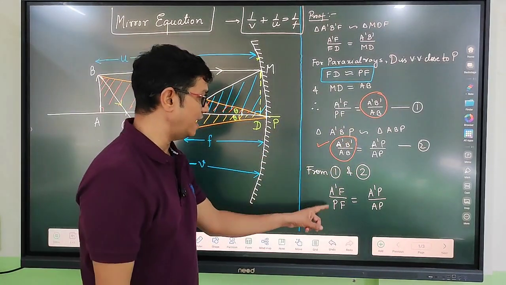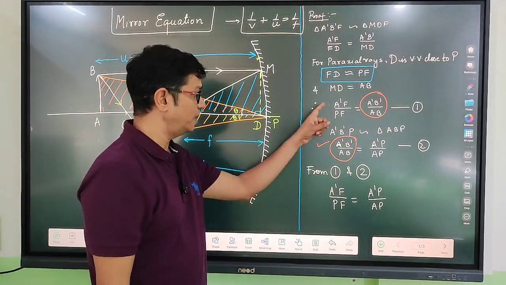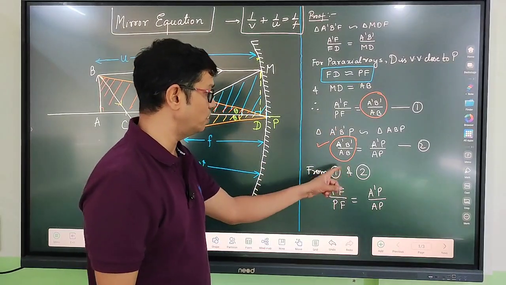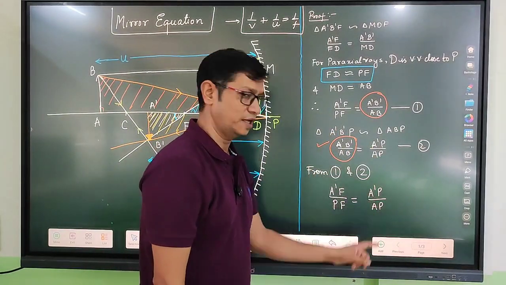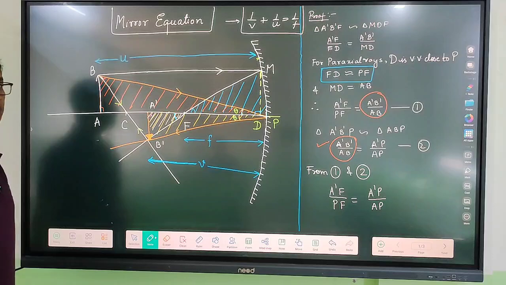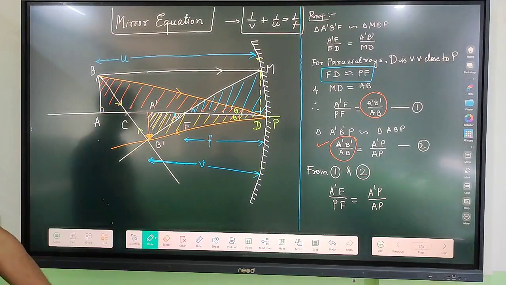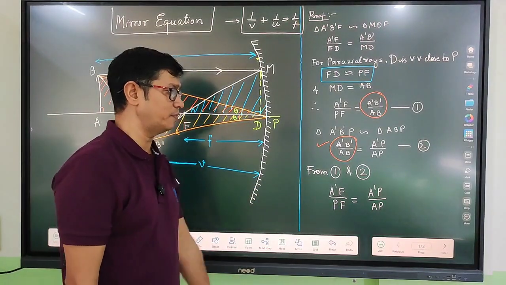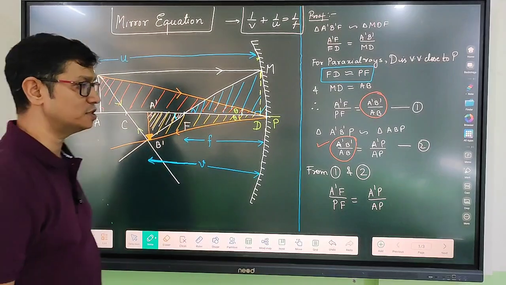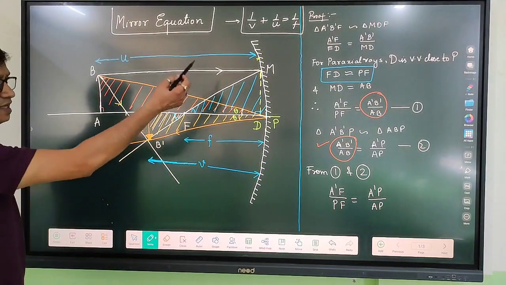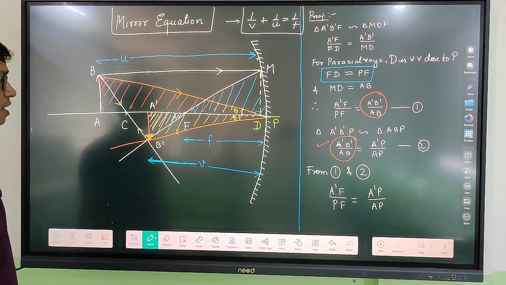That means A dash F upon PF will be equal to A dash P upon AP. So this is the relation we have got: A dash F upon PF is equal to A dash P upon AP. You can just follow through this, and it's very easy. We have used the similarity concept.